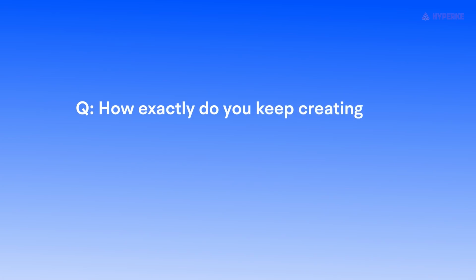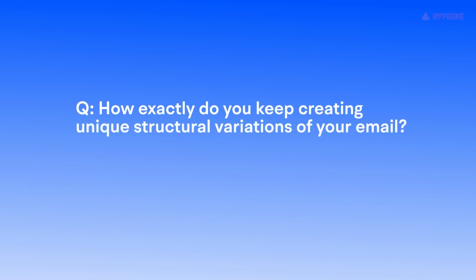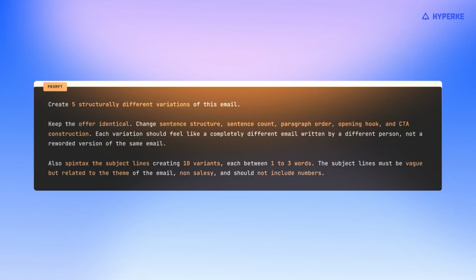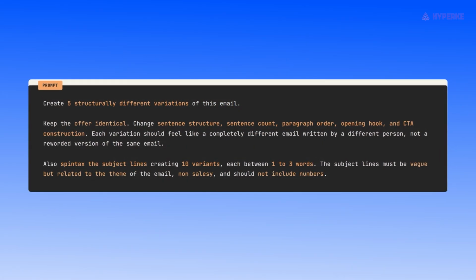Now, the question a lot of people ask is, how exactly do you keep creating unique structural variations of your email? And the short answer to this is you can't possibly do this manually, which is why you have AI do it for you. So we use a short prompt that allows us to generate structural variations of any email. It's included in the field guide.